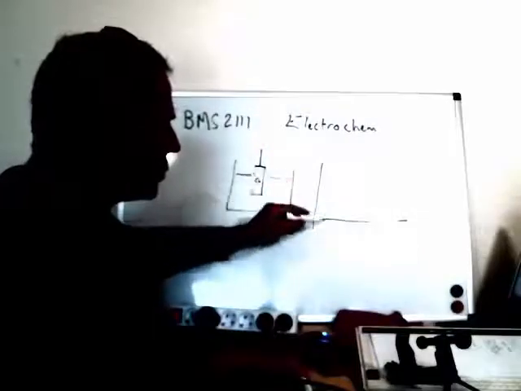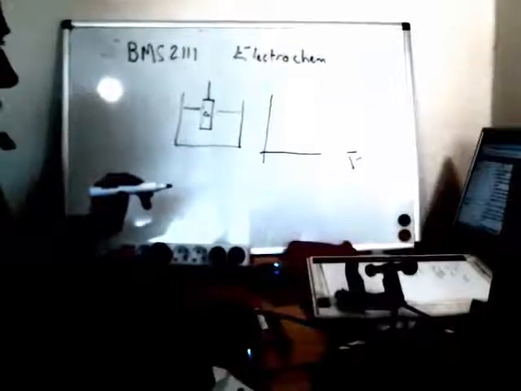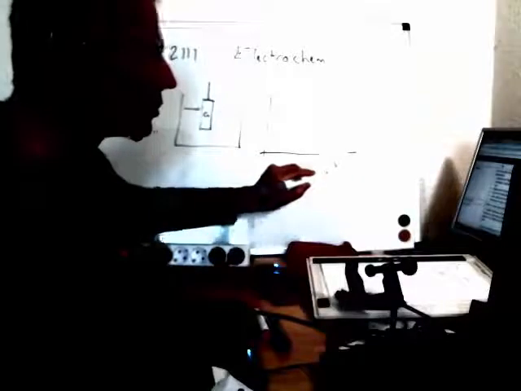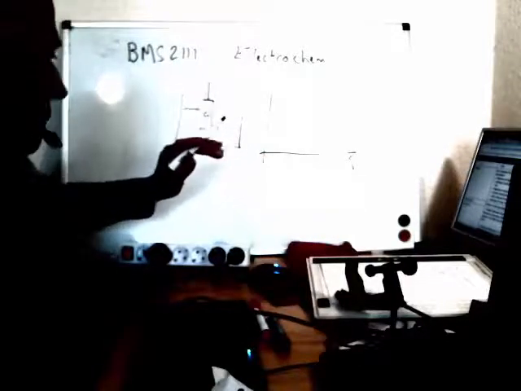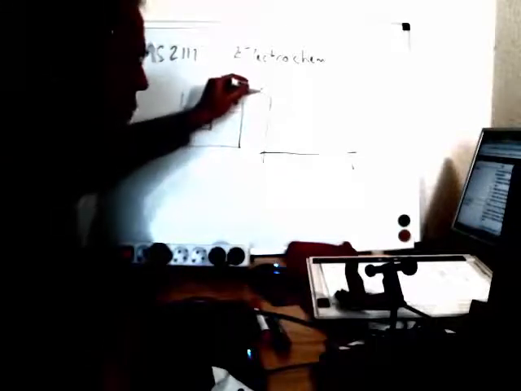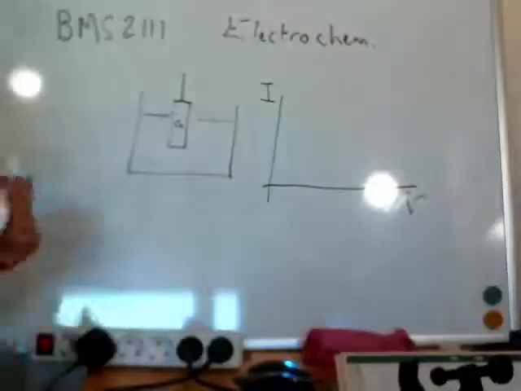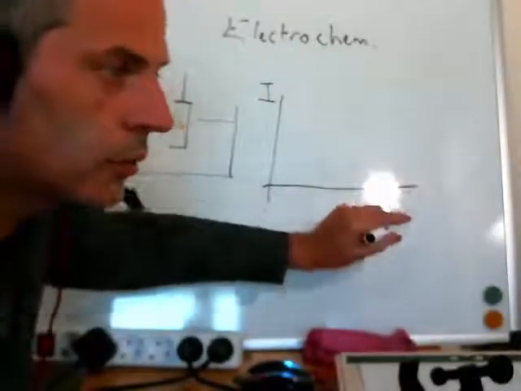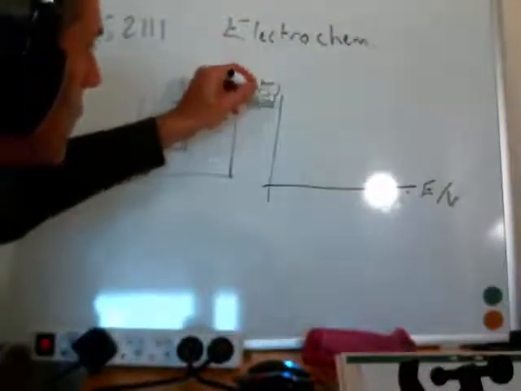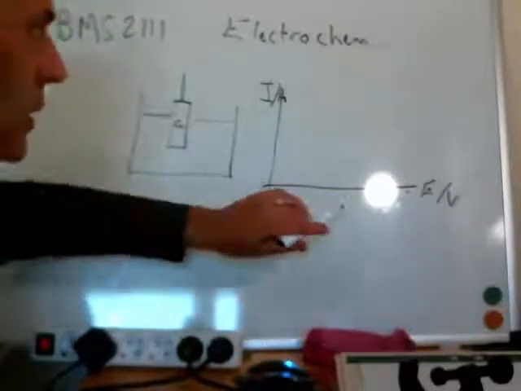So as we apply more voltage, this is E in volts. We will get more current, I. Okay, so let's put E in volts here, E in volts, I in amps. Obviously it wouldn't be amps unless it was a very big electrode.